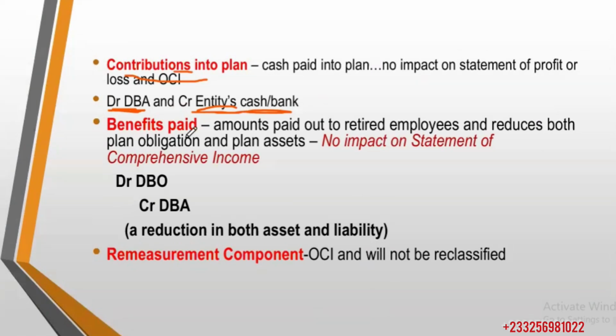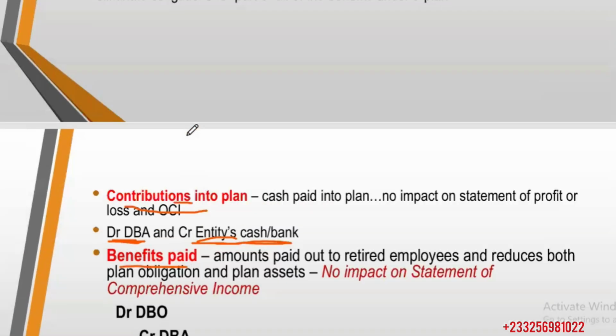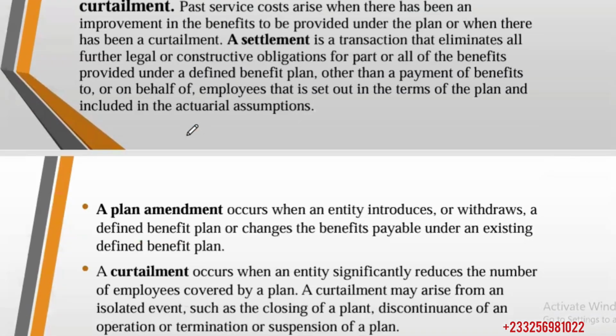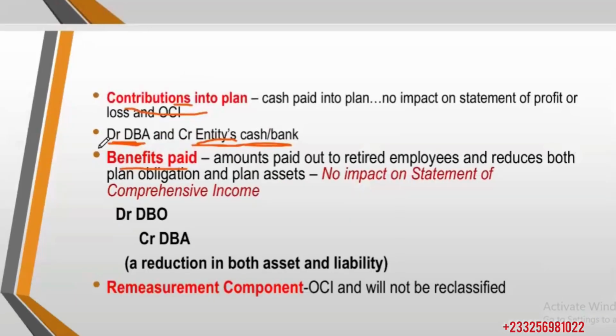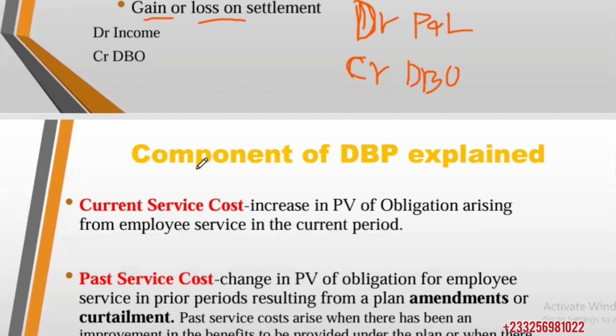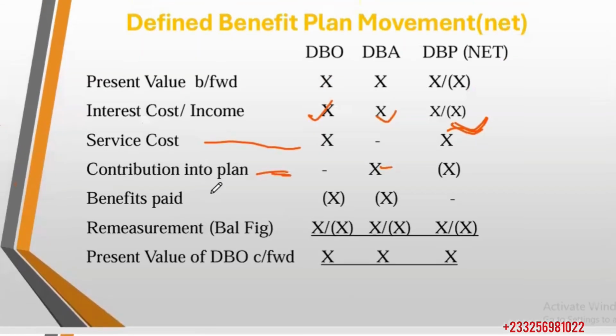Okay, then we have benefits paid out. Let's see the double entry. Let's go back here. If you come to benefits paid out, we said it reduces both the obligation and the asset. So the impact is net. So it reduces the defined benefit obligation. So if you want to reduce your liability, what do you do?